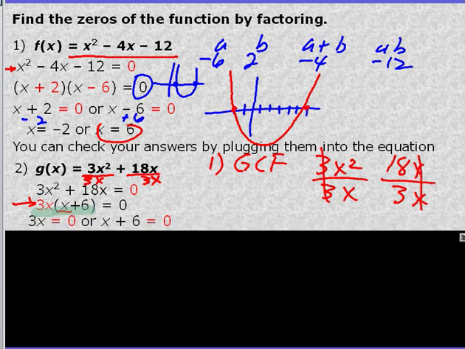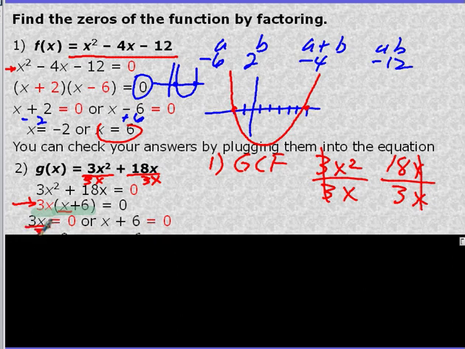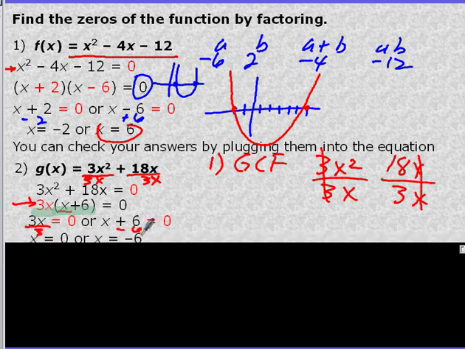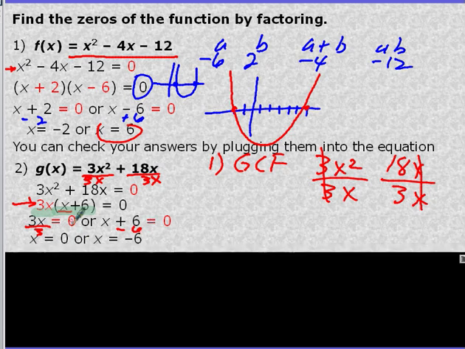Here I'm going to divide both sides by 3. Here I'll subtract 6. X divided by 3, 3x divided by 3 is x. 0 divided by 3 is 0. And here I have negative 6.